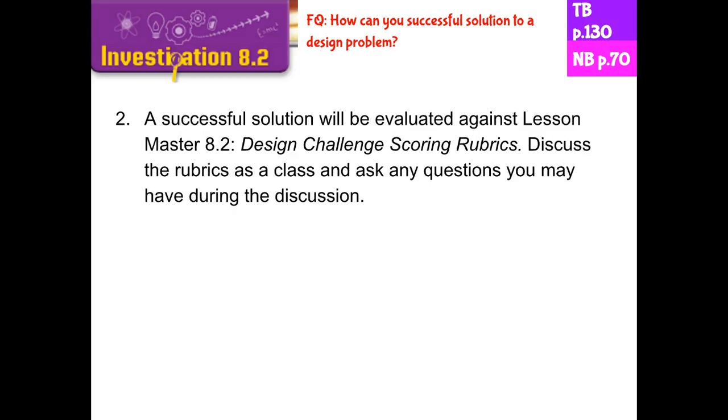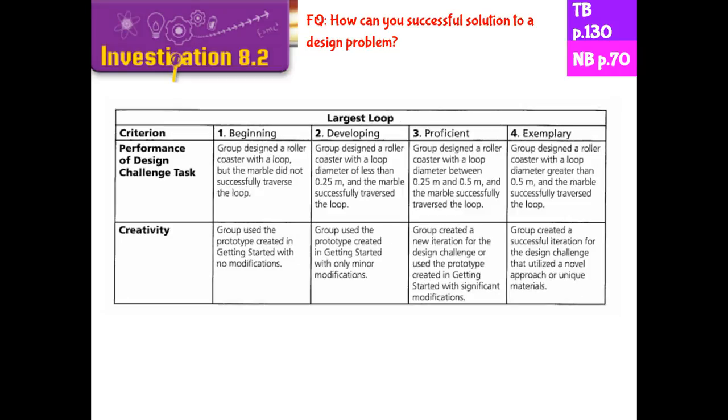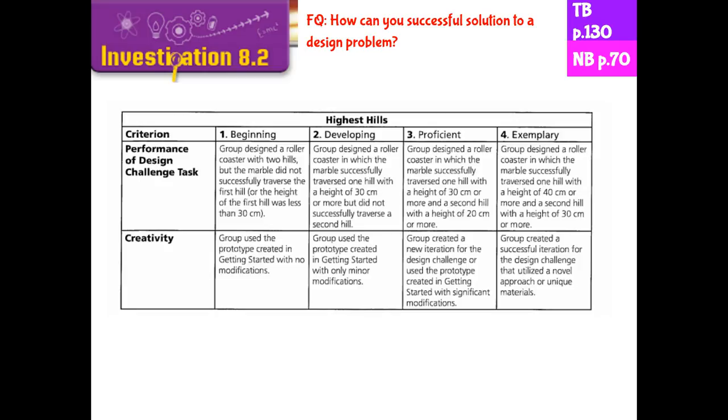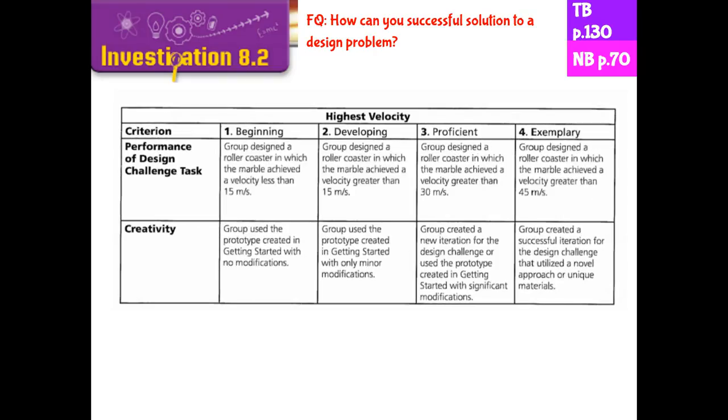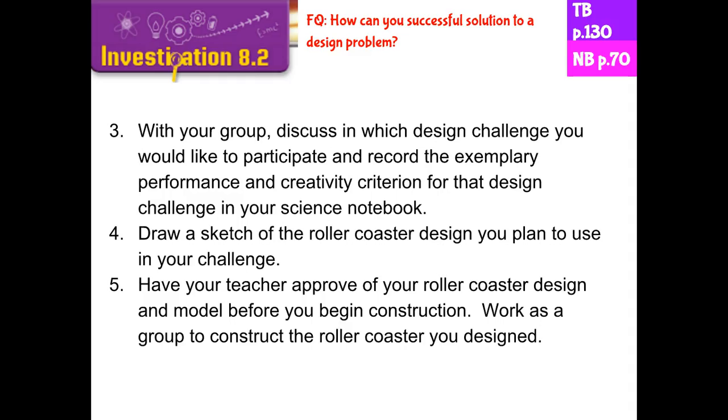There are 3 different options. The first option is to obtain the highest velocity of your roller coaster. So you'd be taking a segment of your roller coaster and trying to get a marble to go at the highest velocity. The second option for you is to create the largest loop. And the third option is to create the highest hill. So as a group, you're going to want to spend some time looking at these 3 different options and deciding which one you want to take on. So once again, the options are highest velocity, largest loop, and highest hill.